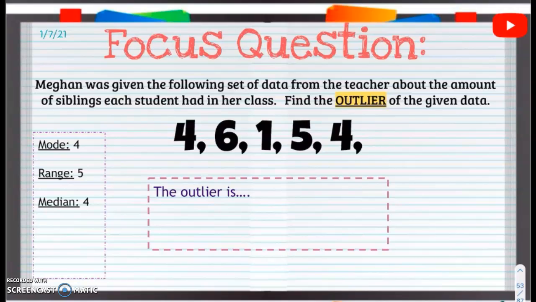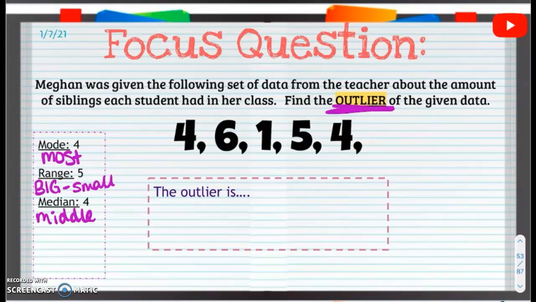So first of all, remember we found the mode, which meant we found the most. The range was the big number minus the small number. And the median was the middle. So we're going to take a look at something called an outlier. An outlier is something kind of out of place.